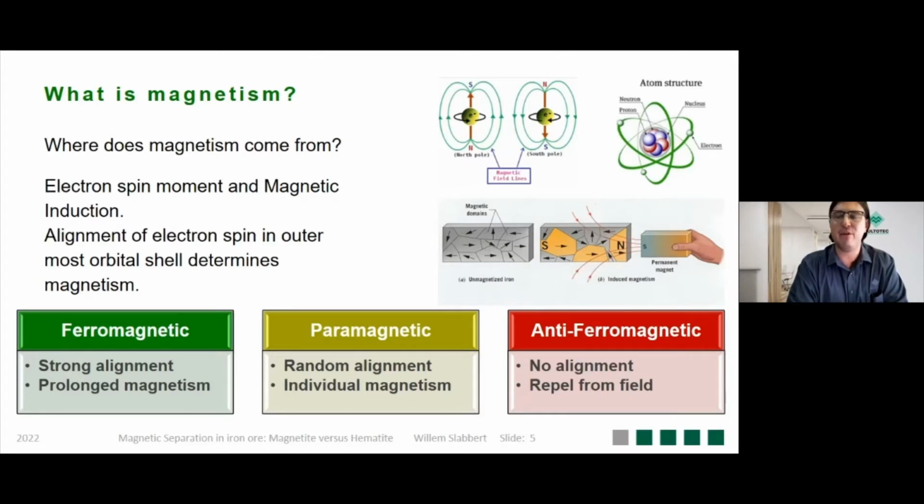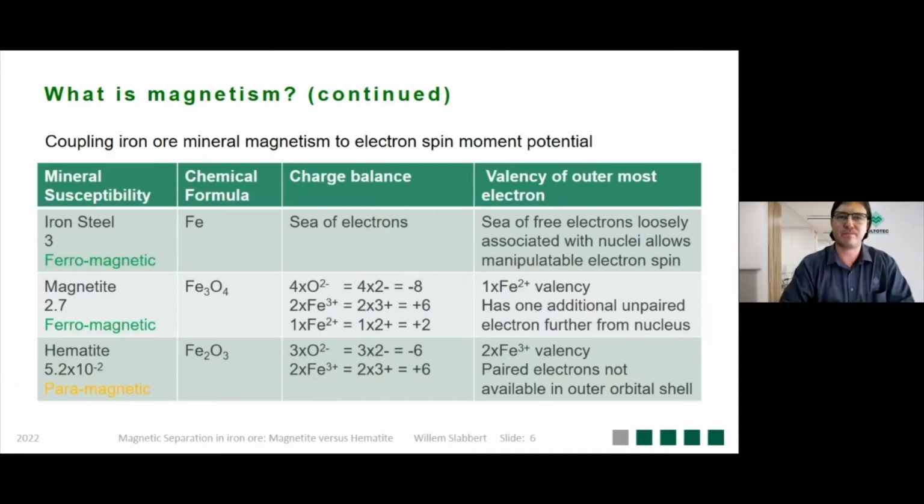Paramagnetic minerals have a random alignment of these electrons, and we have to excite those electrons into a different orbital band using strong magnetic fields, and once we remove the external magnetic fields, the electrons will fall back into their normal orbital shells and they would not be magnetic anymore. Finally, we get anti-ferromagnetic man-made material that does not get attracted by magnets, but actually repels away from the influence of externally applied magnetic fields.